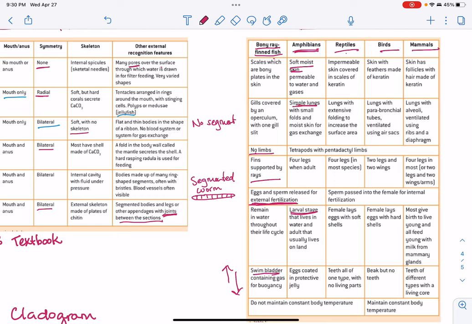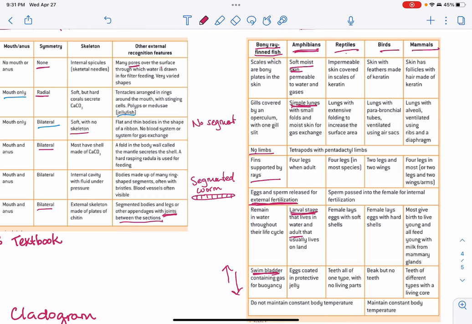They have a very simplified version of lungs. So when they're tadpoles, in their larva stage, they have these kind of swim bladders. And then when they're adults, those swim bladders become very simple lungs. It's very interesting, very cool.